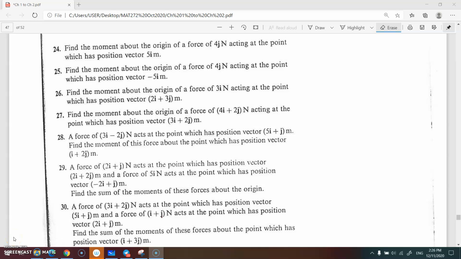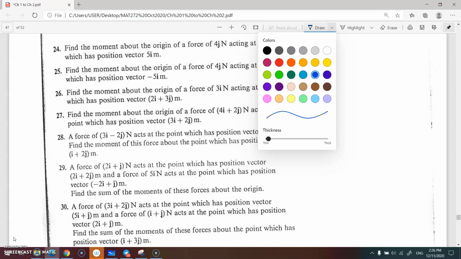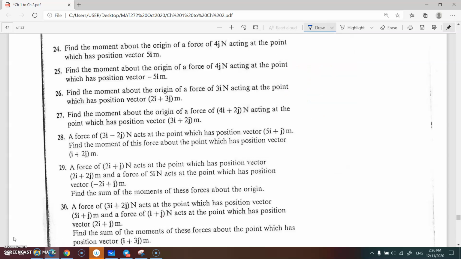In this video, we're going to continue with the exercises. Okay, we start with question 24. I think it's similar to the example, so I will skip and move on to question number 25.